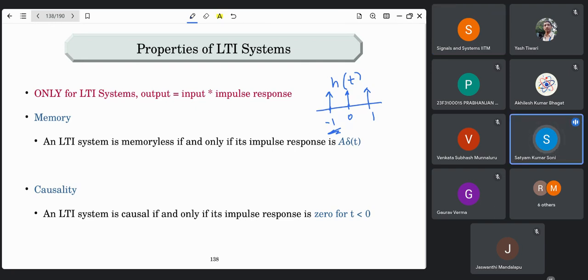And sir, in the lecture you mentioned that if a signal has some non-zero value for negative time, then it will be non-causal. What does that mean, sir? I didn't get it.